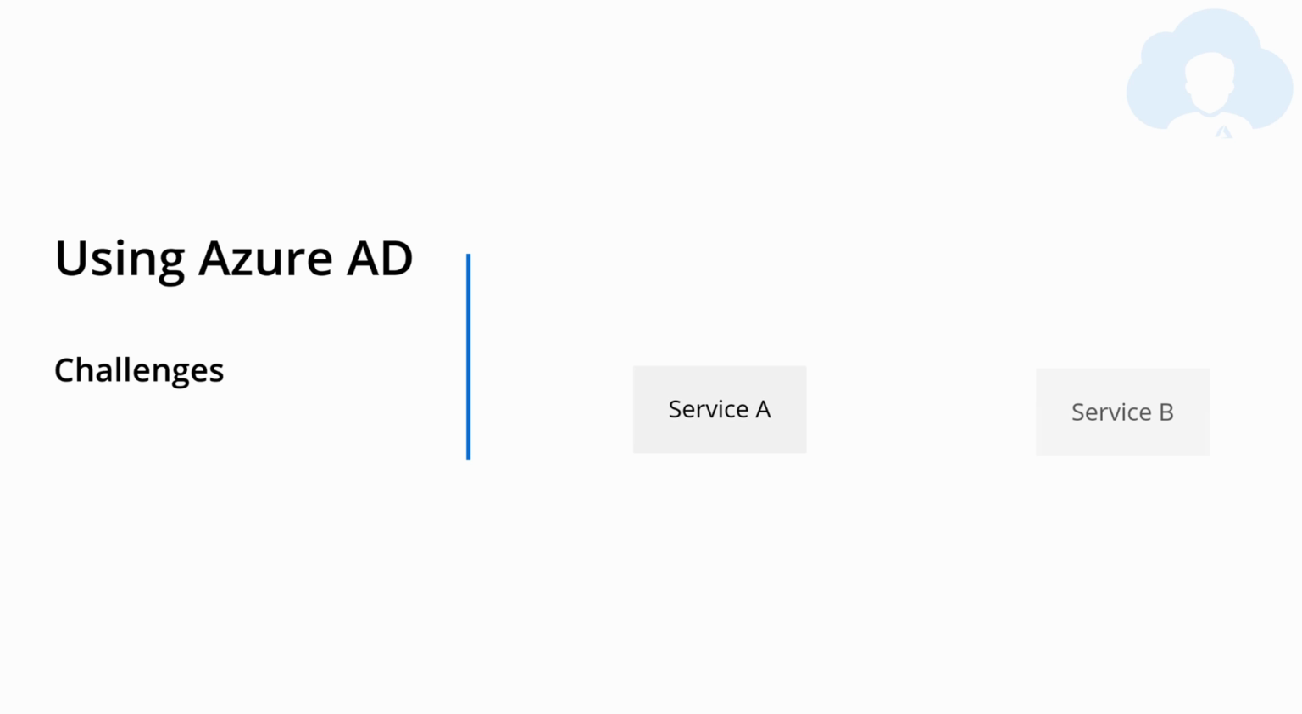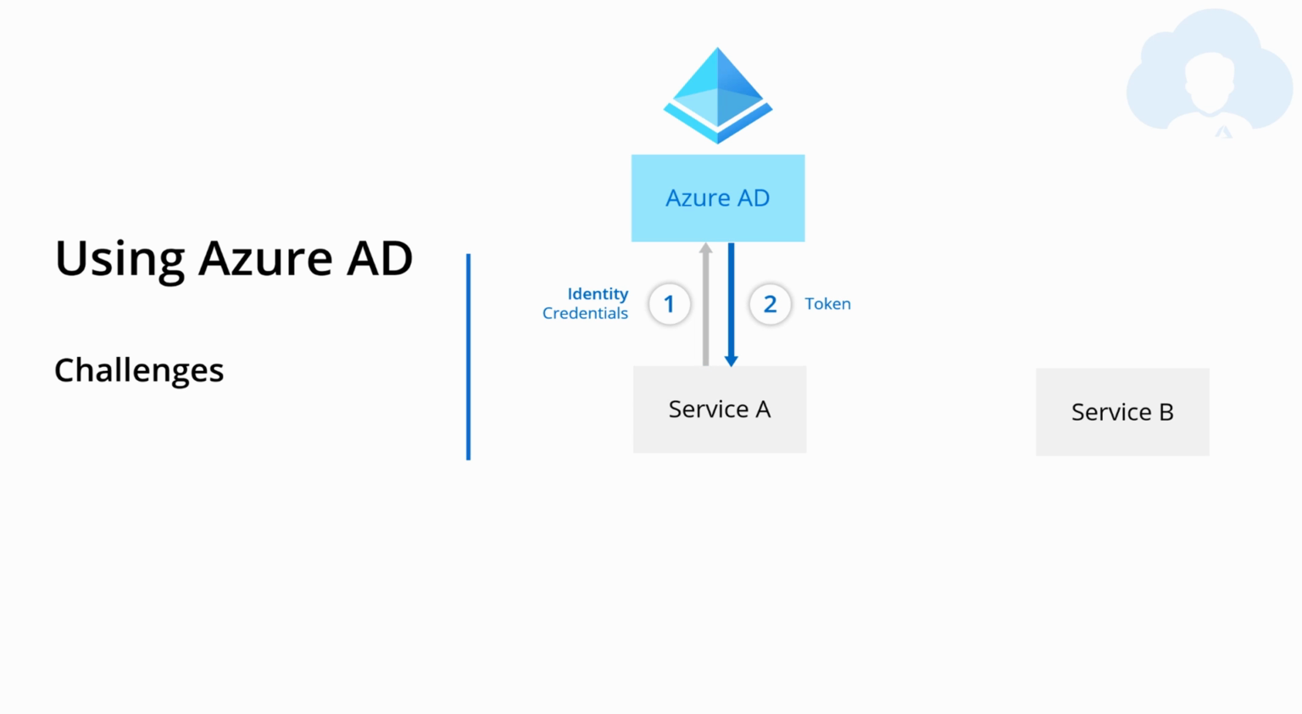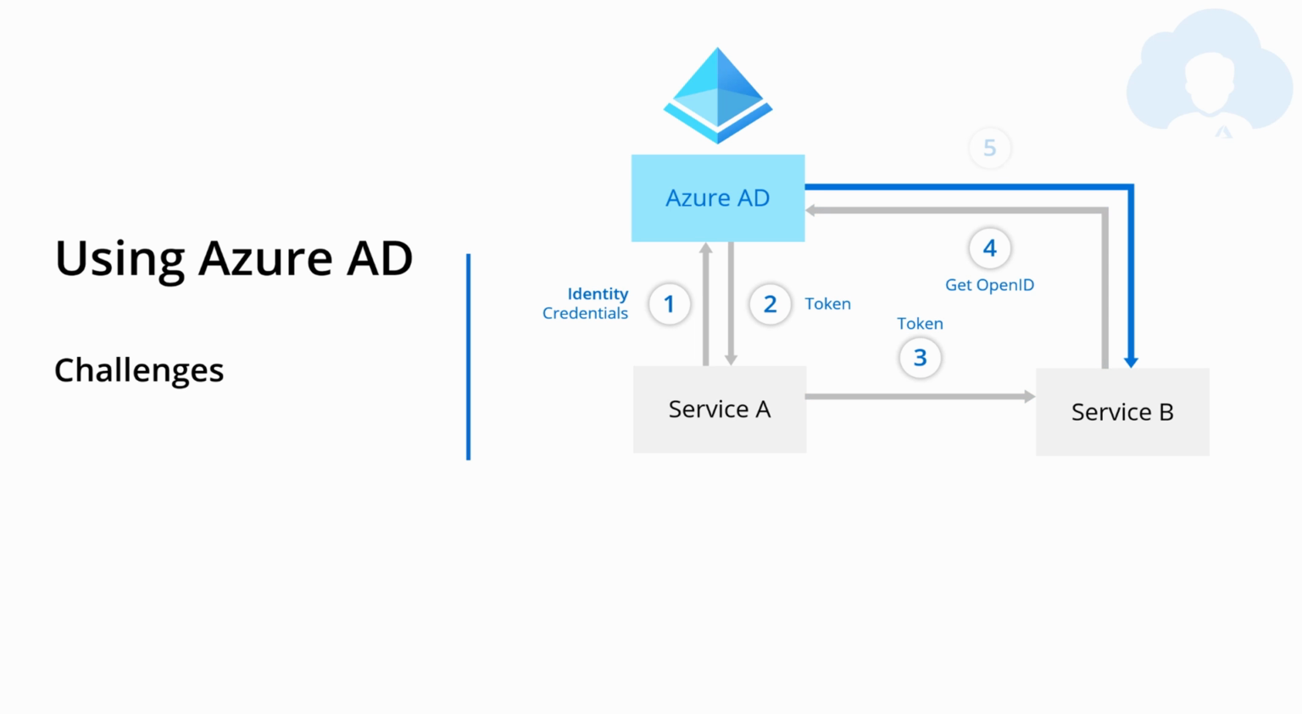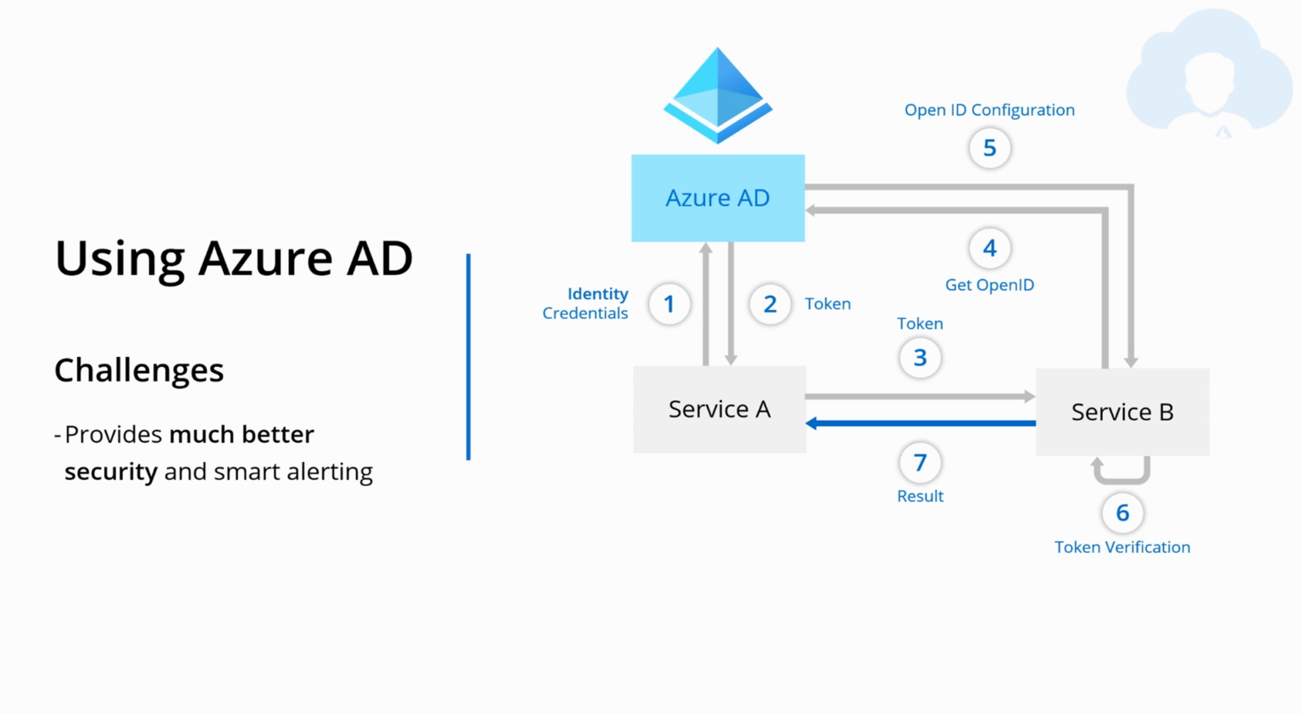Similarly, in this example, we're using two services to connect to each other, but we're also introducing Azure Active Directory, so that Service A actually sends identity credentials to Azure AD, and once those credentials are validated, a token is returned to the service that we want to connect to, so that Service A sends this token to Service B, who will connect to Azure AD to get something called OpenID configuration to verify the token. Once the token verification and all the authorization layers are verified, then the result is returned from Service B to Service A. And this provides much better security than the first example because Azure AD has a bunch of features around security and smart alerting.